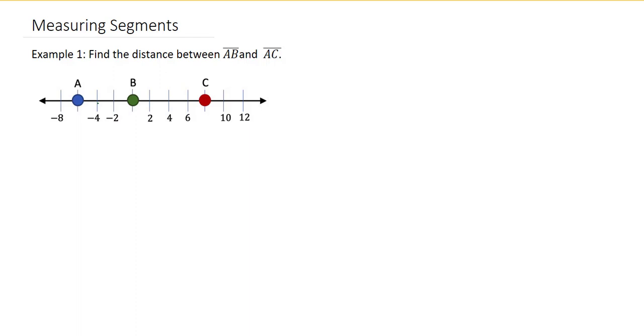Measuring segments. Example 1. Find the distance between the segment AB and the segment AC. So for this example, we're just going to find the length from here to here. And then we're also going to look from, say, here, from A all the way to C. So let's go ahead and solve for our segment AB first.